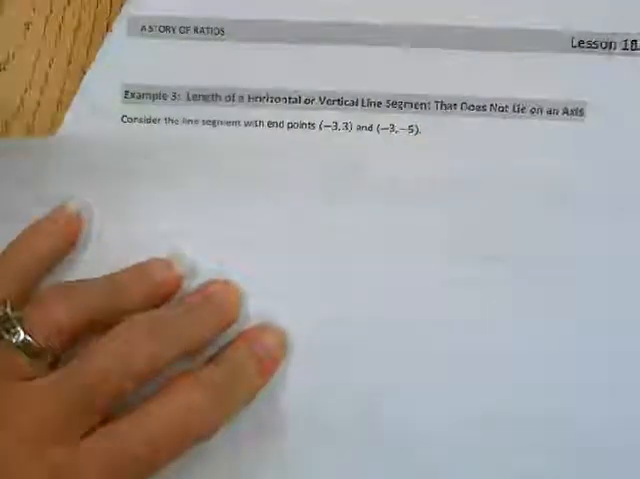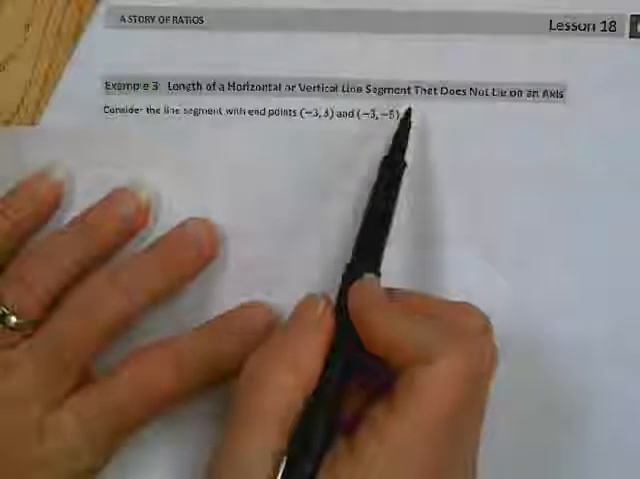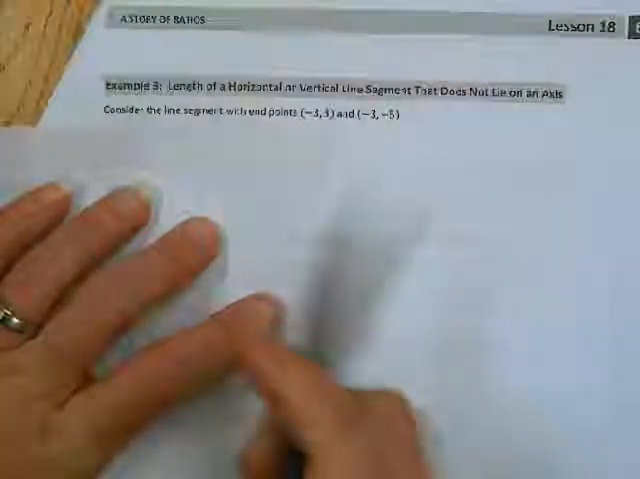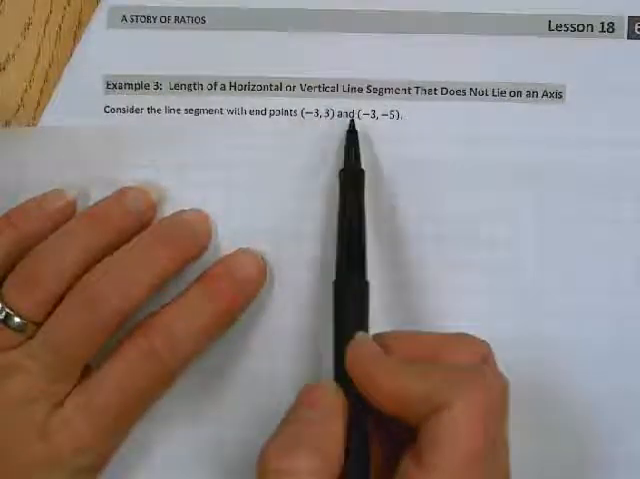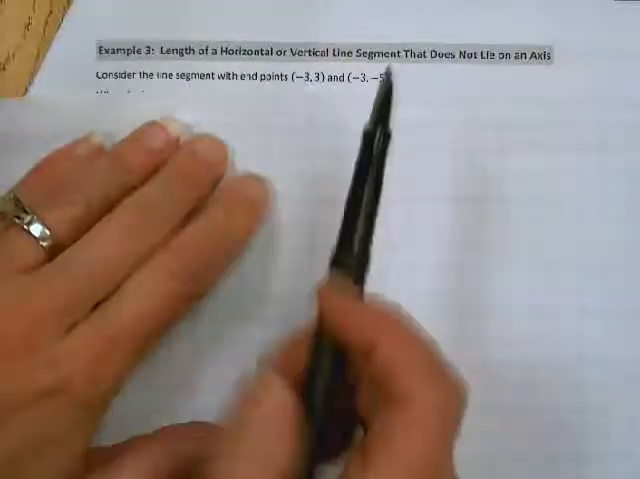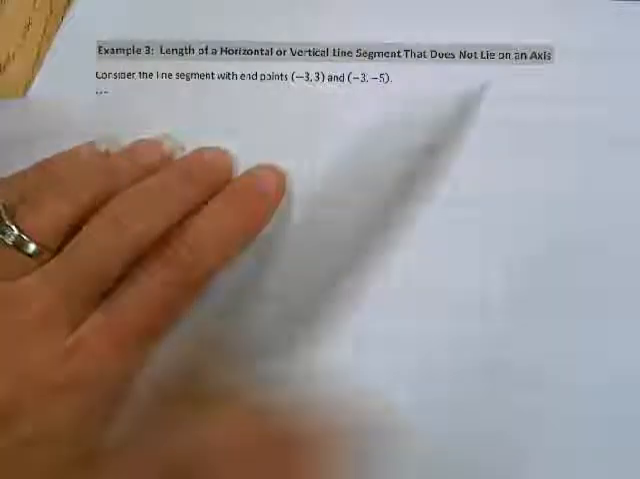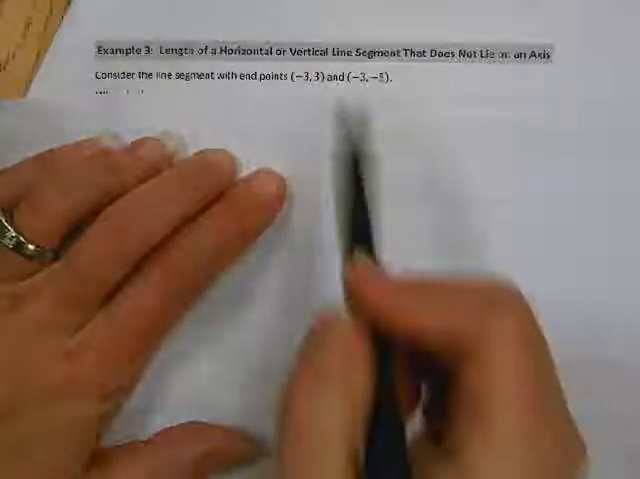Okay, turn the page to example 3. Length of a horizontal or vertical line segment that does not lie on an axis. So it says consider the line segment with endpoints (-3, 3) and (-3, 5). So we're looking at this point. We don't see a 0 in any of our coordinates. So when they say that it does not lie on an axis, that's what they're meaning, that it doesn't sit on the exact vertical number line, the y-axis, or the x-axis, the horizontal number line. This is going to sit in the coordinate plane.